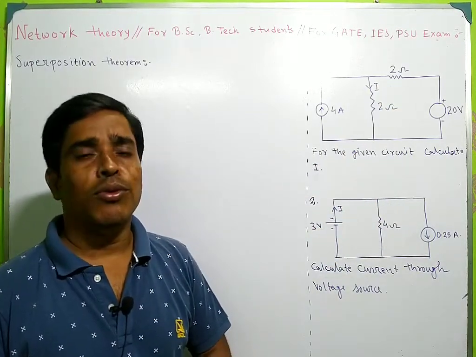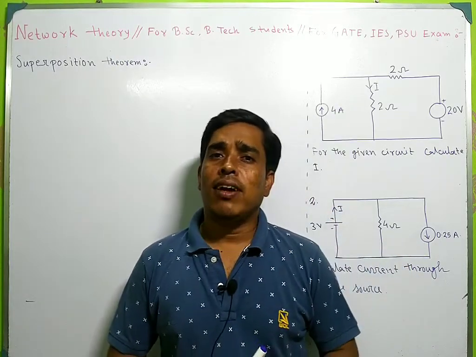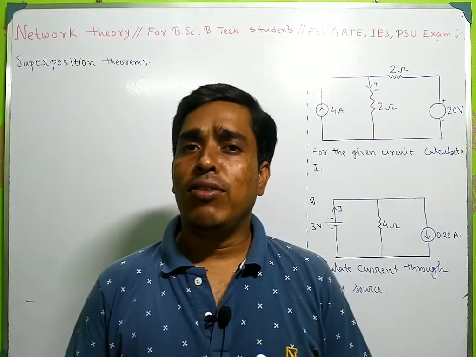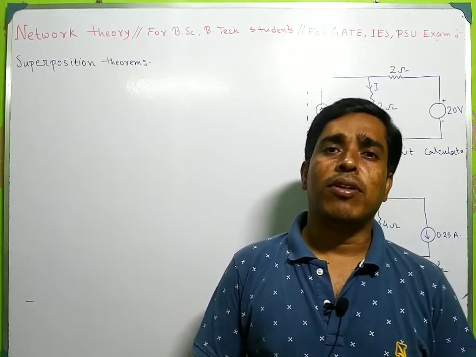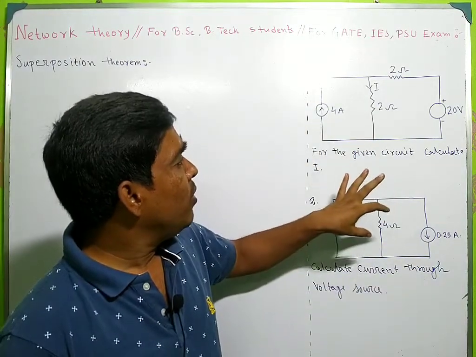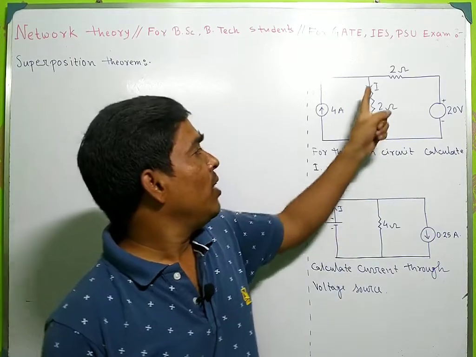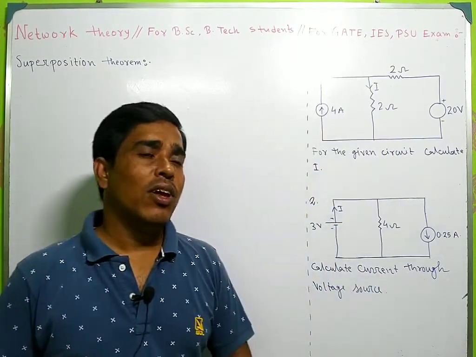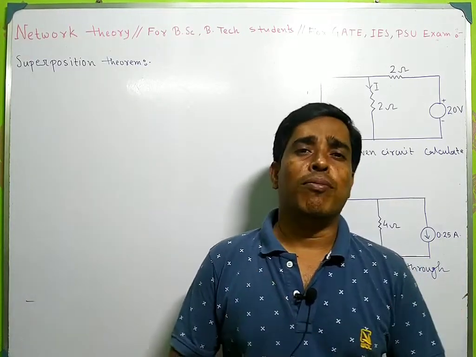We have to know. In earlier classes we have already discussed KCL, KVL, Kirchhoff's voltage law, Kirchhoff's current law, Thevenin's theorem, Norton's theorem. But if you want to apply all these theorems to calculate this branch current, you cannot solve it easily. So you have to know a theorem.